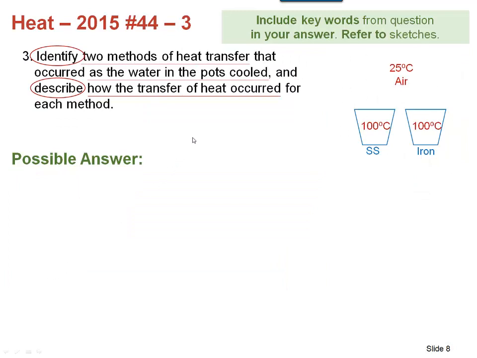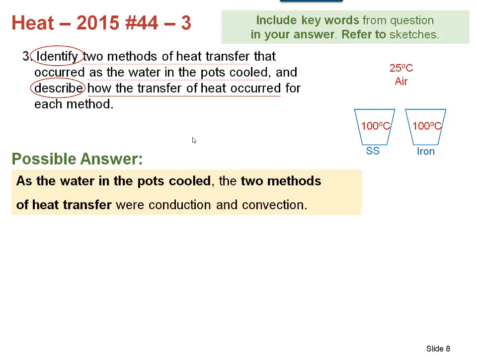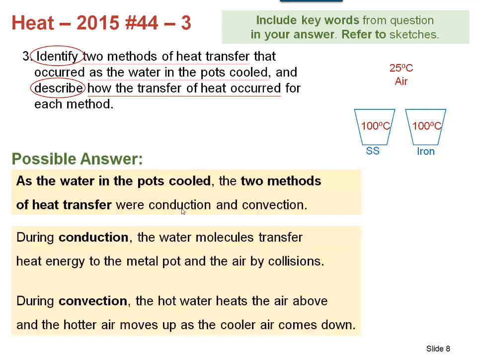In the third part, we'll identify two methods of heat transfer that occurred as the water in the pots cooled, and then describe how the transfer of heat occurred for each method. We can refer to the sketch I made earlier. As the water in the pots cooled, the two methods of heat transfer were conduction and convection. Notice again I bolded the words in my answer that I repeat directly from the question.